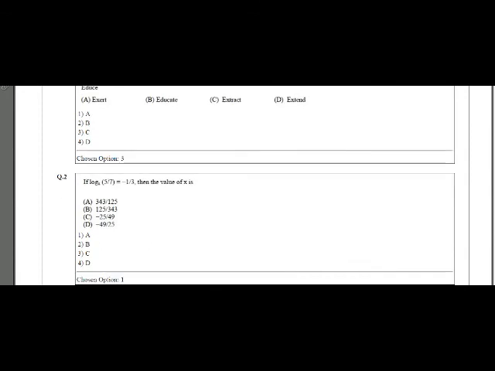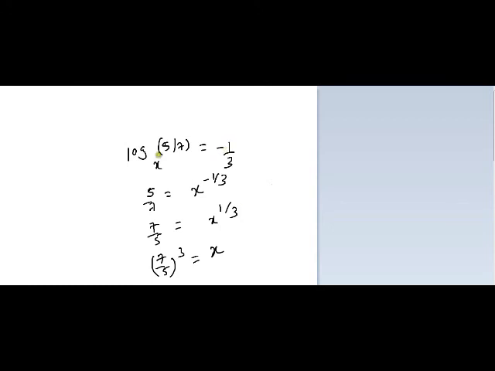And the second question is simple: log 5/7 to the base x is -1/3. Then the value of x is? So I have calculated it here. You can see log 5/7 to the base x is -1/3. So 5/7 is equal to x to the power -1/3. If you take 1 by this, I will get 7/5 is equal to x raised to 1/3. You just brought it to the denominator.